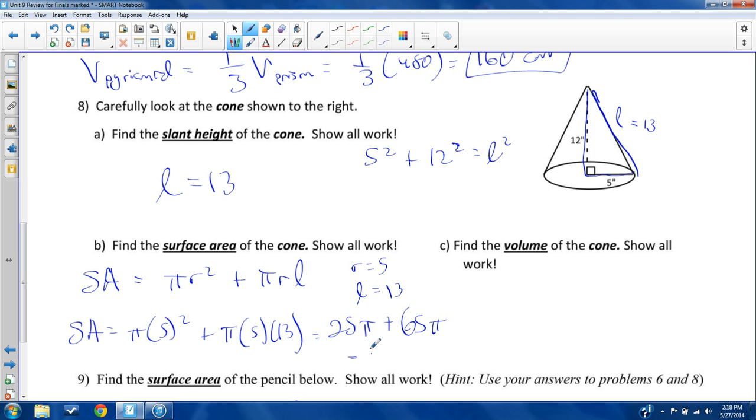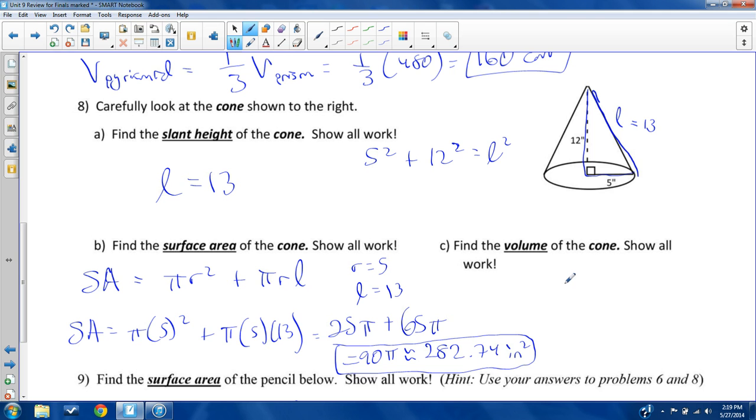So that equals 90 pi, which is about 282.74 square inches.